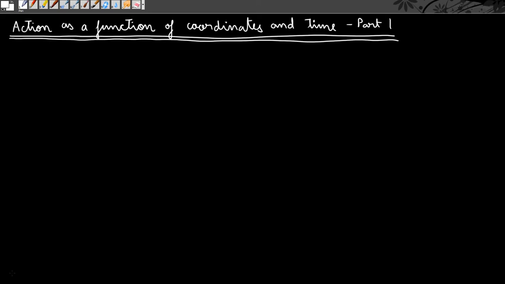In this video, we are going to investigate what is the dependence of our action variable on the generalized coordinates and time. So how it varies with generalized coordinates and time. This is what we are going to investigate in this video.